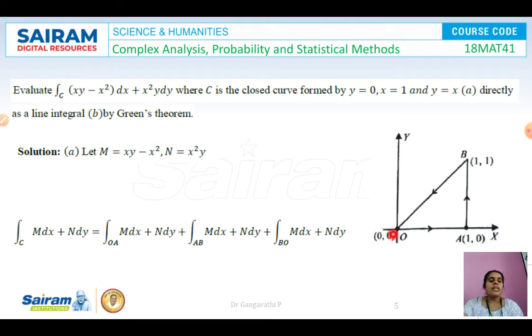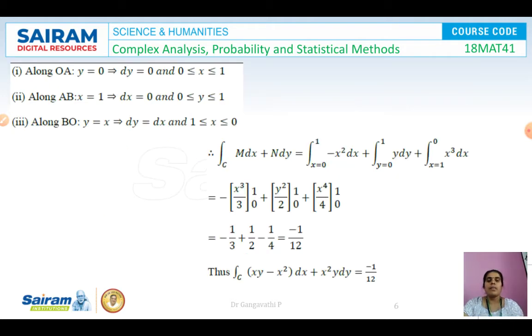So therefore the beginning point and the end point for a curve is same, therefore it is a closed curve. Therefore integral over C can be written as m into dx plus n into dy. Since it is not a smooth curve, we have to divide this given curve into three parts: one is OA, the other one is AB, and the other one is BO. So integral over OA, m dx plus n dy, similarly, integral over AB, m dx plus n dy, and integral over BO, m dx plus n dy. Let us call this equation 1 and keep it aside.